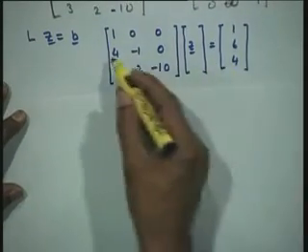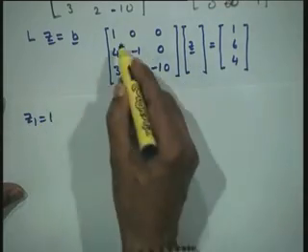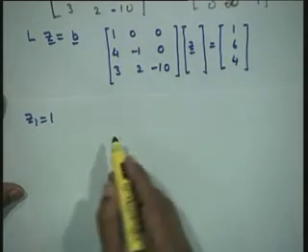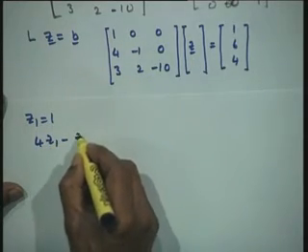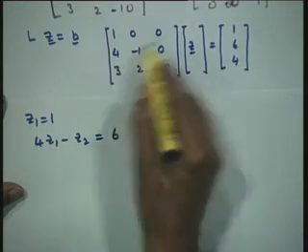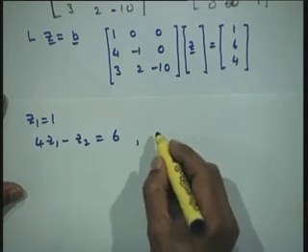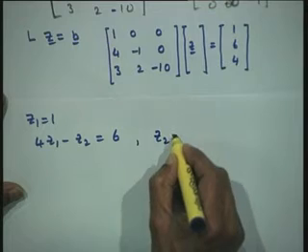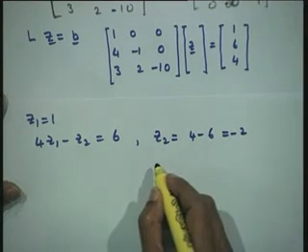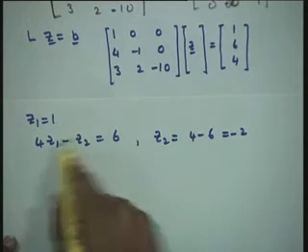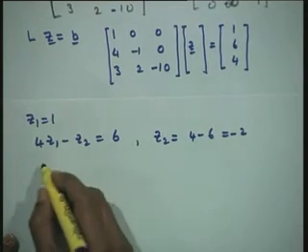Now, this gives the forward substitution, therefore, Z1 is equal to 1. The second row: 4 Z1 minus Z2 is equal to 6. Therefore, Z2 is equal to 4 Z1 minus 6, that is equal to minus 2. So, 4 minus 6, that is equal to minus 2.